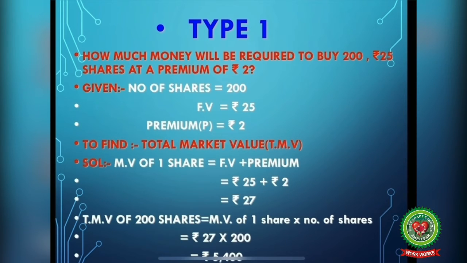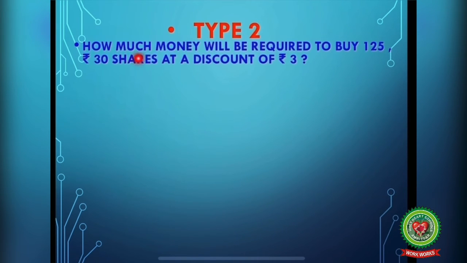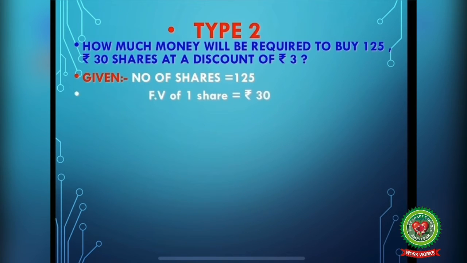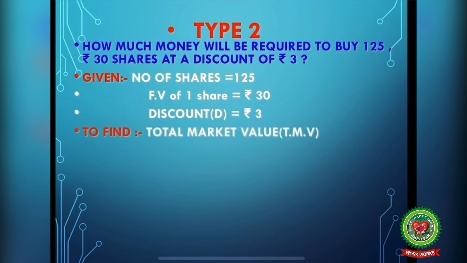So now students, let us discuss one more sum based on this one. Type 2: how much money will be required to buy 125 rupees 30 shares at a discount of rupees 3? In this sum we need to calculate how much money is needed, that is the total market value. Here 125 is the number of shares, rupees 30 is the face value of one share, and the discount is given as rupees 3. Now we need to find the total market value, that is TMV.